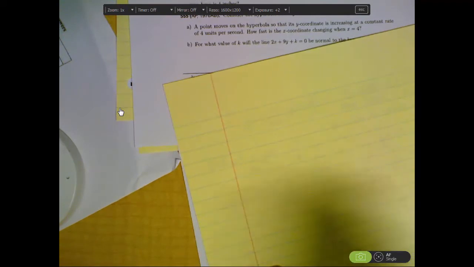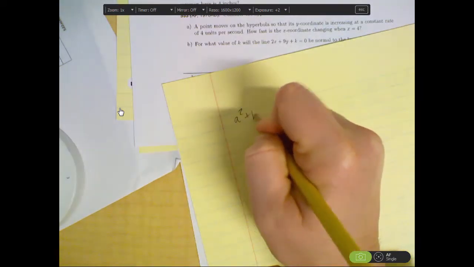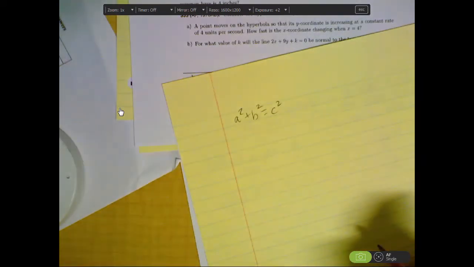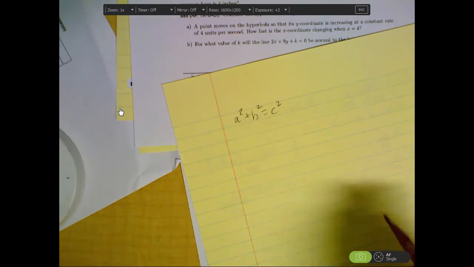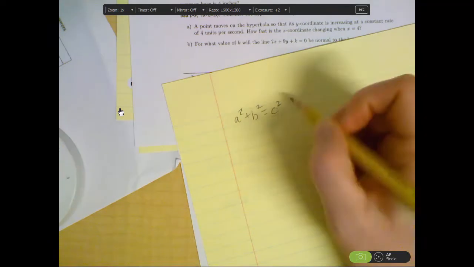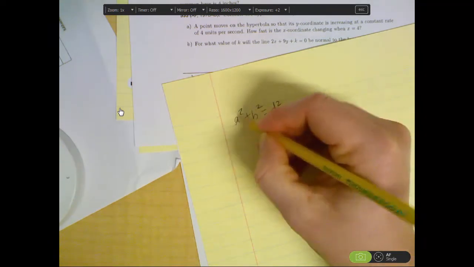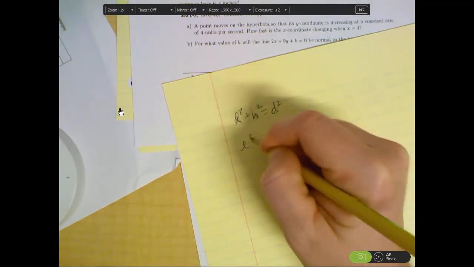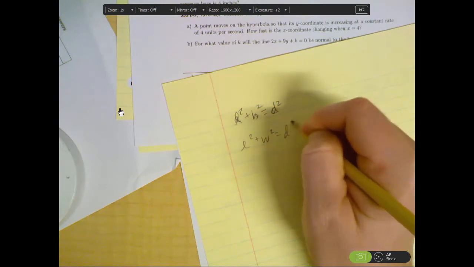So, Pythagorean theorem, as you remember, is this. And we want to know, this one's the diagonal. The hypotenuse is the diagonal. So let's call that D. And let's call this L and call this W. So L squared plus W squared equals D squared.